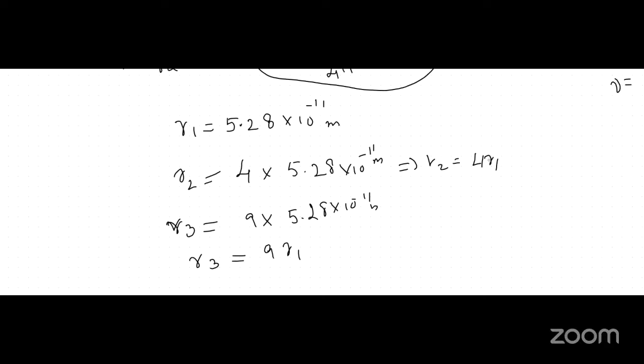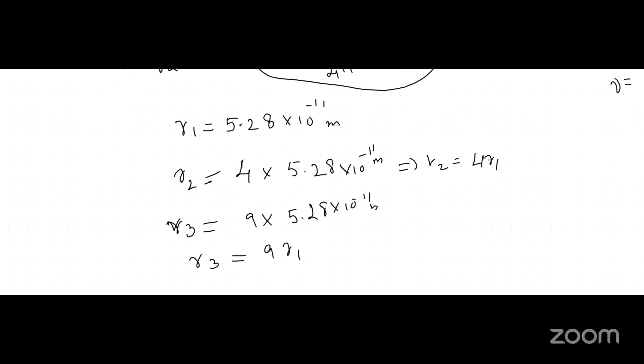For the fourth orbital, it will be 16 times the first orbital. So like this, the radius will be directly proportional to n square. And similarly, as the electron is moving in the circular orbits, it will have some velocity.